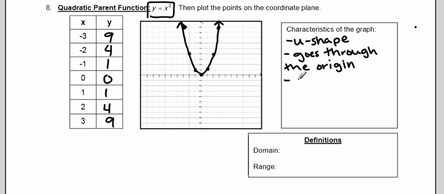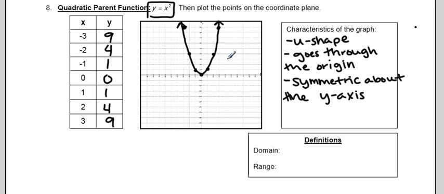It's symmetric about the y-axis. And that just tells us that it's the same on both sides of the y-axis. So this section, if I folded it on top of the other one, would be the same. And it is continuous. Well, it doesn't always have to be. Let's leave it there.